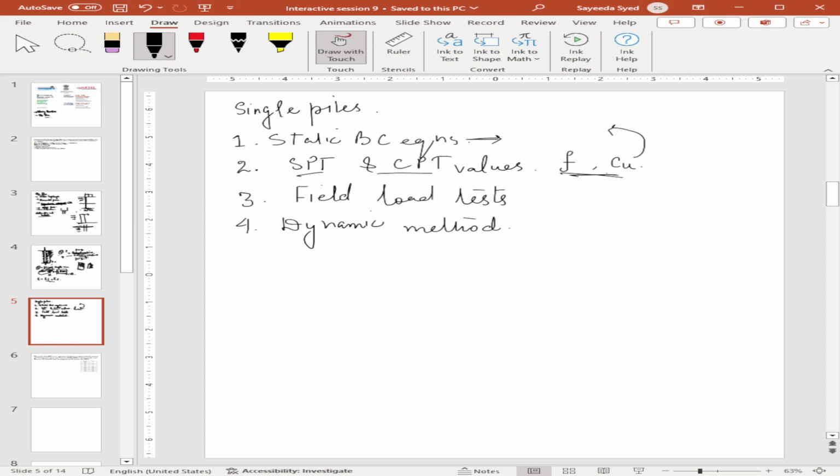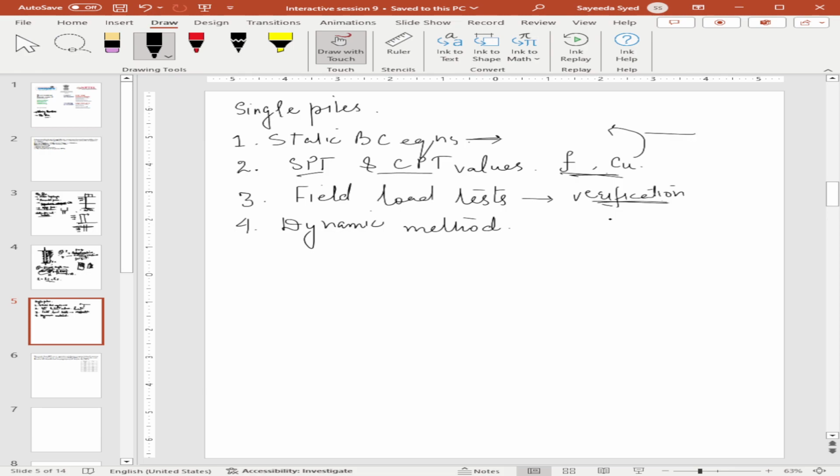So in field load tests, what we are doing is we drive a test pile basically. The purpose of this test basically is to determine the vertical or uplift or lateral load capacity of a single pile or a group of piles, and to determine the settlement, and to verify. It is basically a verification test, we can say. Verification with what we have already calculated.